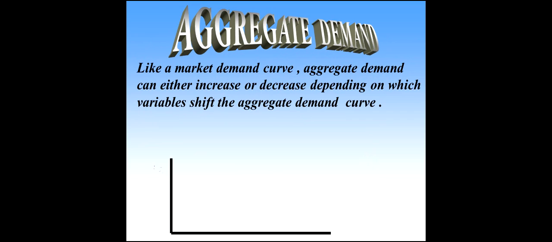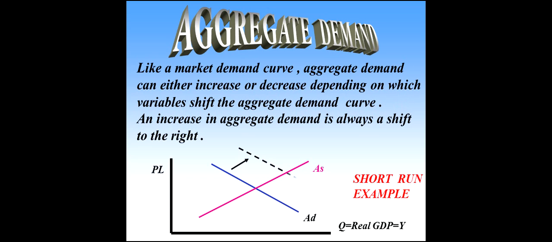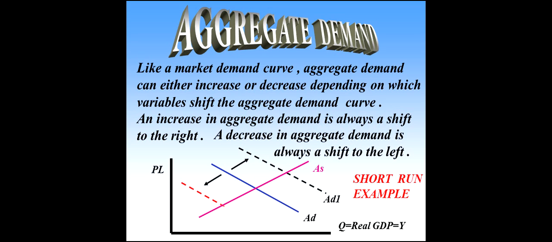And like a market demand curve, an aggregate demand curve can either increase or decrease depending upon which variables wind up shifting the curve. Let's take a look at this in the short run. An increase in aggregate demand is always a shift to the right, again similar to what we saw with a market demand curve, and vice versa, a decrease in aggregate demand is always a shift of the curve to the left.